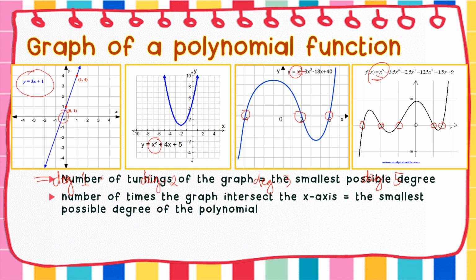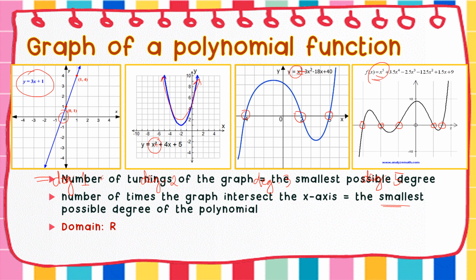Now, how about the second one, degree 2? According to this property, smallest possible degree of the polynomial. So, kung ito, di ba hindi naman siya tumama sa x-axis. So, 0 ang intersection. Pwede naman. Ibig sabihin, 0 pataas yung degree niya. Ang degree niya ay 2. So, pasok pa din sa ating property. Not necessarily equal, but smallest possible degree.